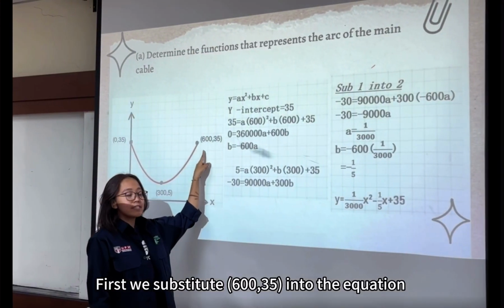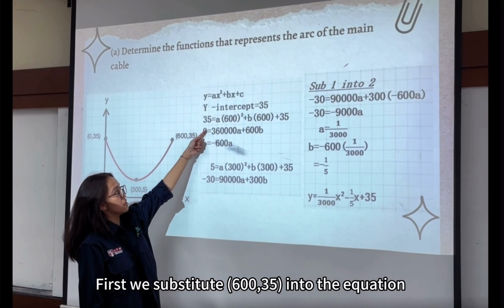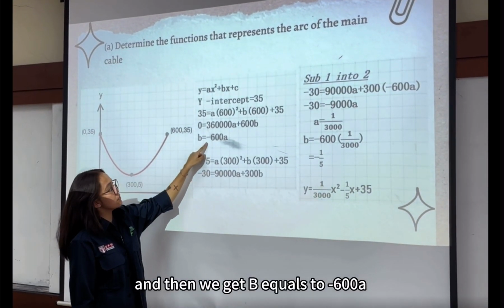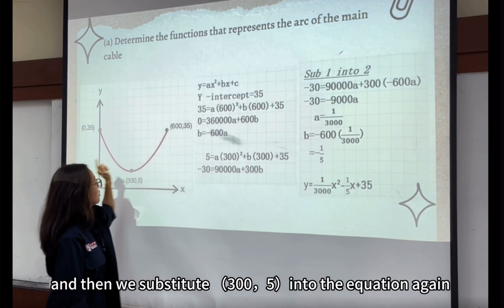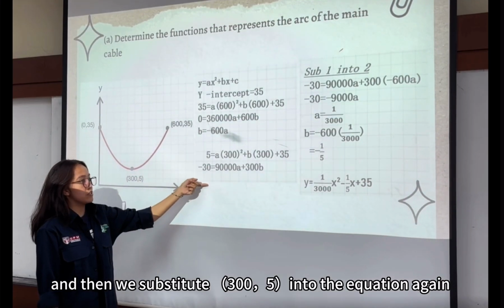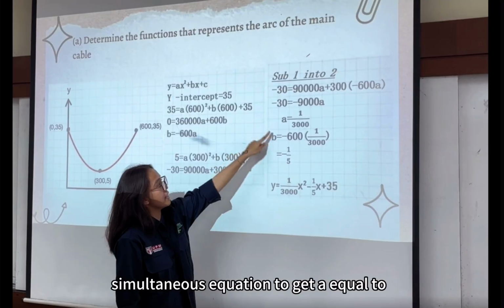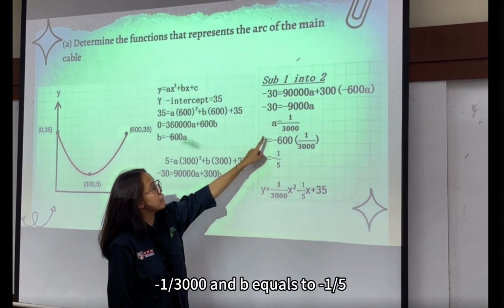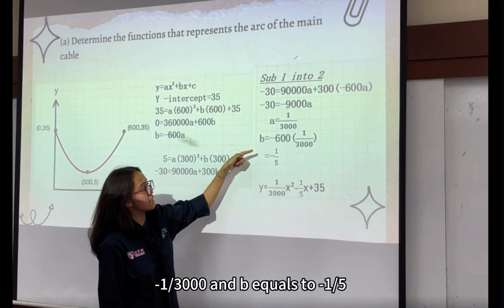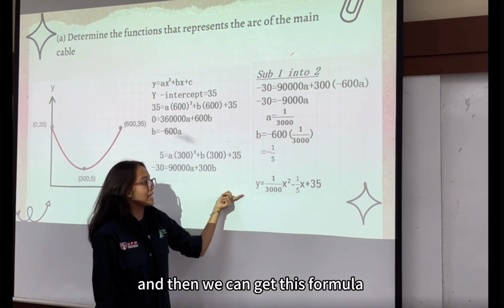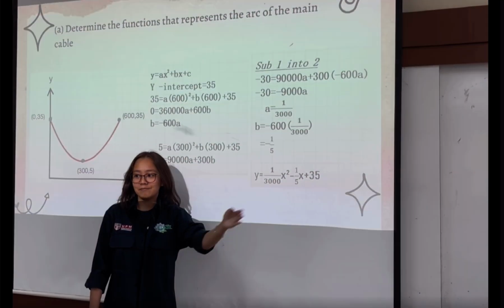First, we'll substitute 635 into the equation, and then we get b equals negative 600a, and then we'll substitute 305 into the equation again, and then we can use simultaneous equations to get a equals negative 1 over 3000 and b equals negative 1 over 5, and then we can get this formula.